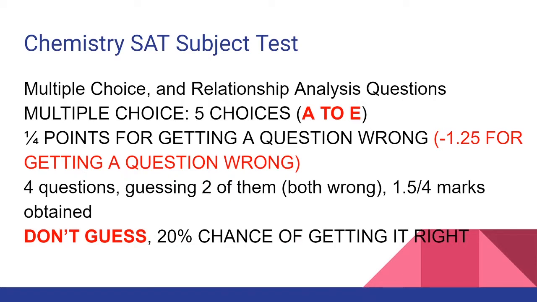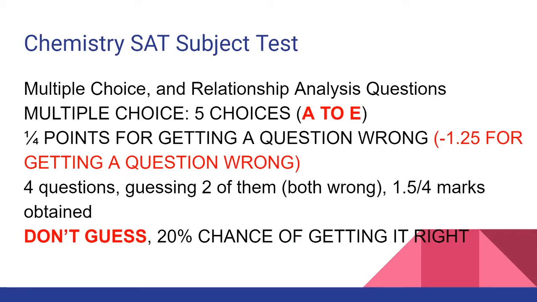There are two types of questions on there: multiple choice and relationship analysis questions. The multiple choice questions have 5 choices, A to E. There is negative marking on this test, so you're going to lose 1 out of 4 points for getting a question wrong. If you get a question wrong, you're actually going to get negative 1.25 marks. First of all, you answered it, so the question is worth 1 mark, and then you answered it wrong, so that's another negative 0.25. So you get negative 1.25 for getting a question wrong.